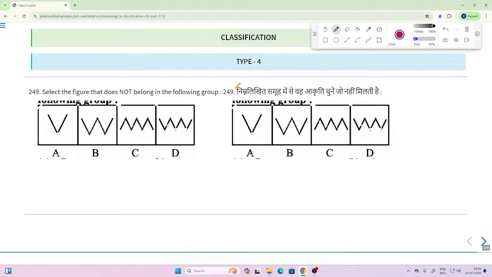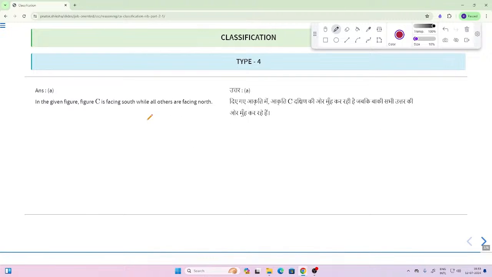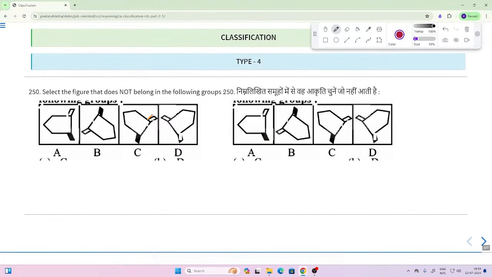Select the figure that does not belong in the following group: V, W, up, down, W. So in all A, B, D, it is open upwards, while in C, it's open downwards. Hence, C is the odd one out. Basically, what I'm saying is the ends of the figure are pointing up in A, B, and D, while in C, they're pointing down. The given figure C is facing south, while the others are facing north.